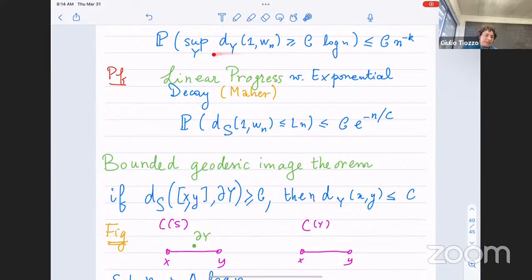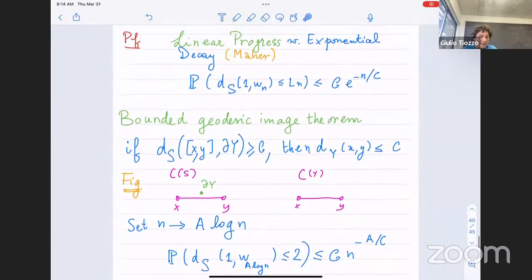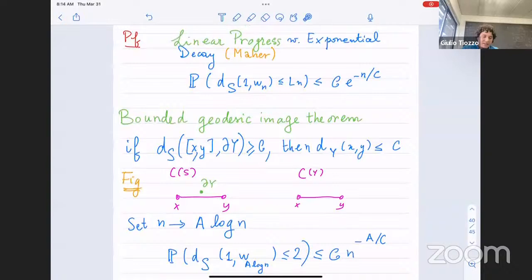On the other hand, what does the linear progress say? Well, the linear progress says that this walk has positive drift, so it always goes forward. So it cannot spend too much time close to the boundary of Y. And if it doesn't spend too much time close to the boundary of Y, it cannot make too much progress in Y. That's the basic idea, and we can make it precise. This step is somewhat easy to prove in a more formal way.